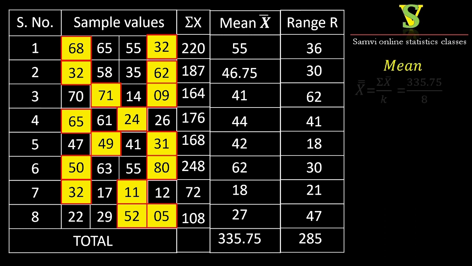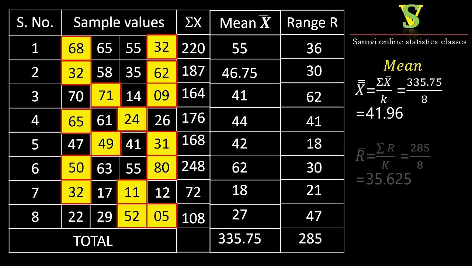So we have to calculate what is x double bar. X double bar is summation of x bar divided by k. So summation of x bar is 335.75 and k is 8. So if I divide here, I'll get here 41.96. So next you have to find out what is r bar.